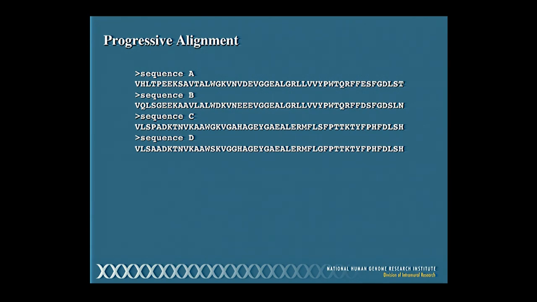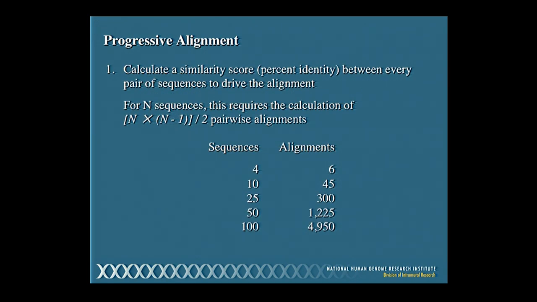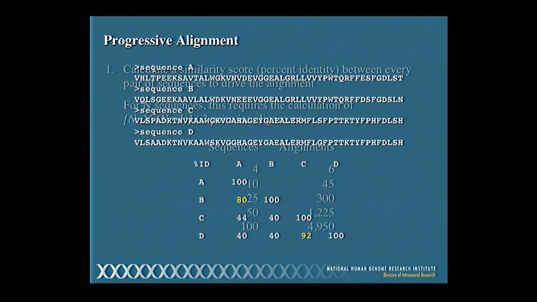So we're going to start with four sequences, A, B, C, and D. First thing we're going to do is calculate a similarity score of each one of those to each other sequence in the set. So that's the equation of how many alignments you get. So here we have four sequences. It means we have to calculate six alignments. This is just to illustrate why, if your sequence set is too large, the number of calculations starts to go up really, really fast. So it becomes very computationally difficult for the algorithms.